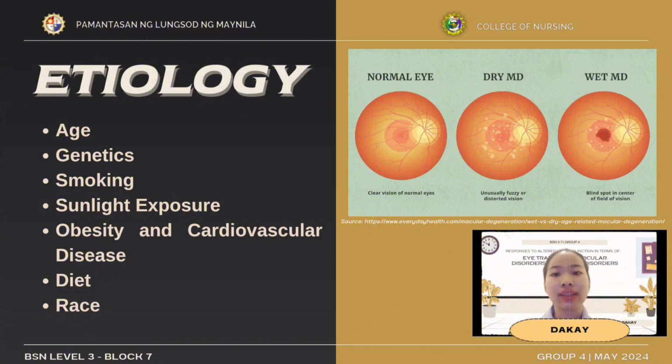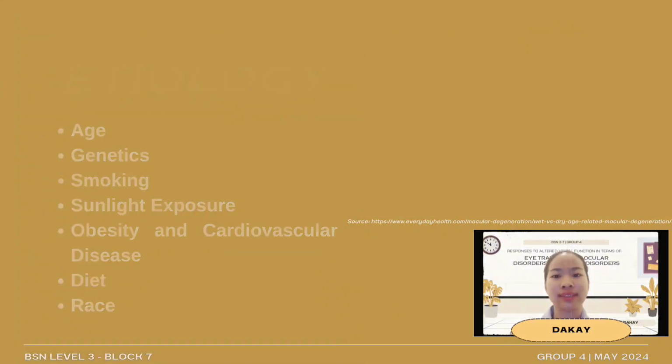Then, as for the diet, a diet high in saturated fat and low in antioxidants, examples of this are vitamins C and E, may increase the risk for AMD. Conversely, a diet rich in fruits and vegetables may offer protection. And lastly, we have the race. The Caucasian population appears to have a higher risk than African Americans for this disease.